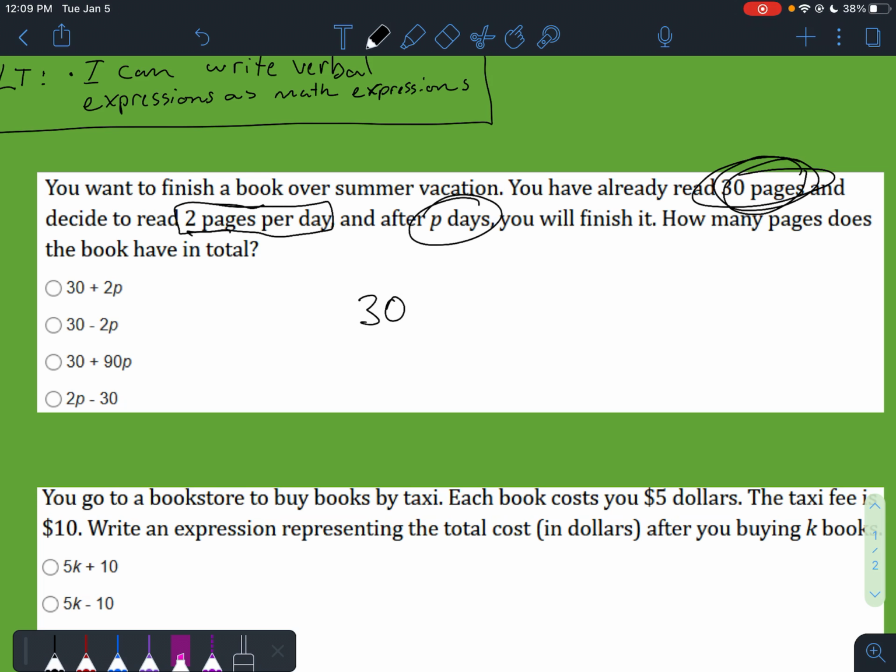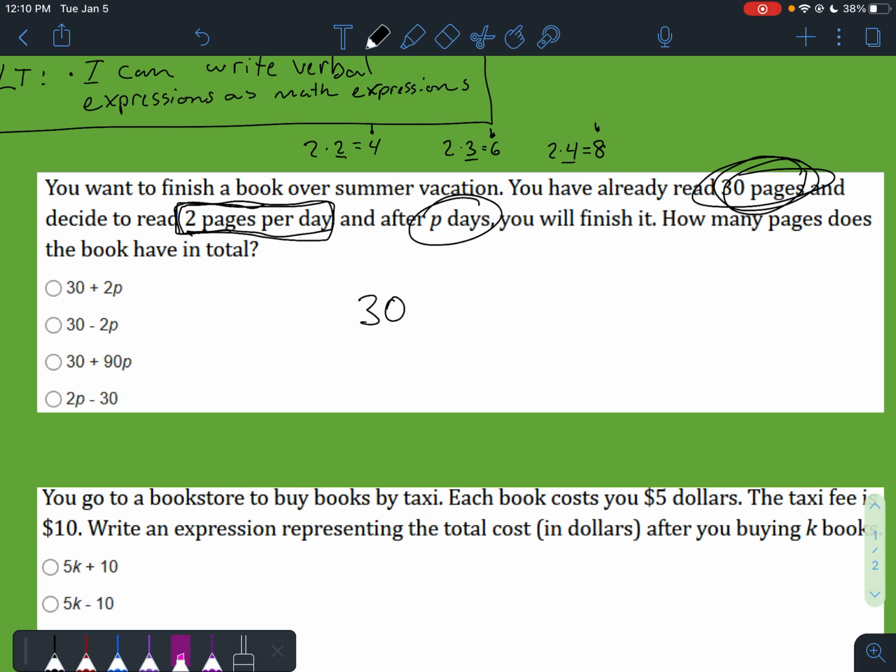Now, 2 pages per day. This is going to change based on the number of days that you've read. So after 1 day, it'll be 2. After 2 days, it'll be 4. After 3 days, it'll be 6. If you know what's going on with this, you're taking 2 times the number of days. 2 times 2 is 4. 2 times 3 is 6. 2 times 4 is 8. Notice as this changes, this goes up as well.